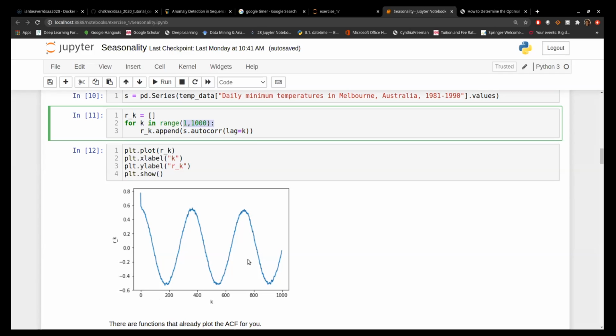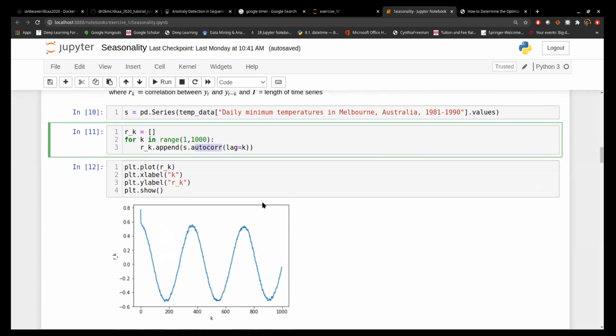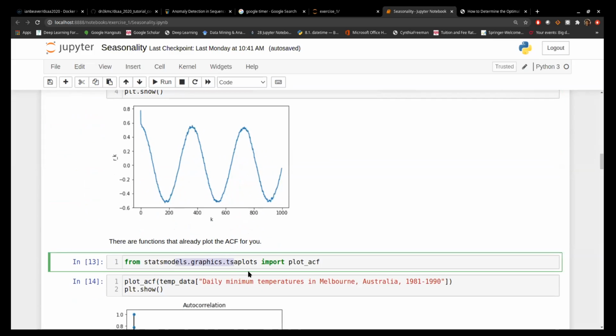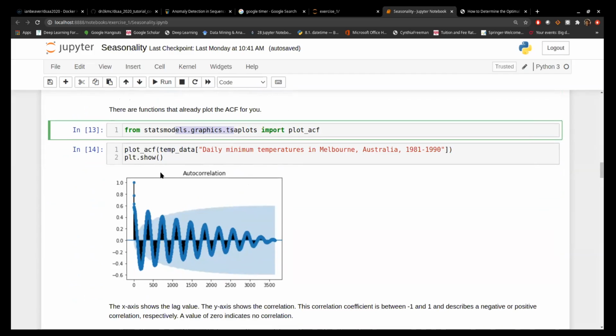But I want you to know that there are functions out there that will directly plot it for you, so that we don't have to go through this. There's the plot_acf function from statsmodels. Statsmodels is a Python library that provides classes and functions for the estimation of many different statistical models, as well as for conducting tests and data exploration. So here's how using that looks. Once again, values outside of this cone are very likely a real correlation and not some sort of fluke.